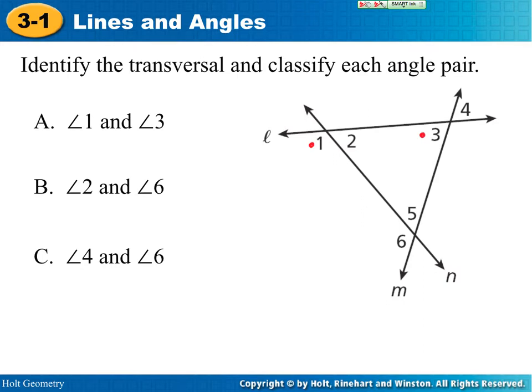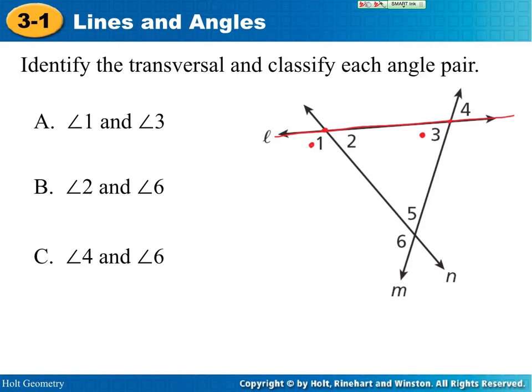Okay, now which line is the transversal to create those two angles? Well, it is the one that connects their vertices. Here's the vertex of angle 1. Here's the vertex of angle 3. The line that connects both of them would be the transversal. So line L is your transversal. And then classify each pair.